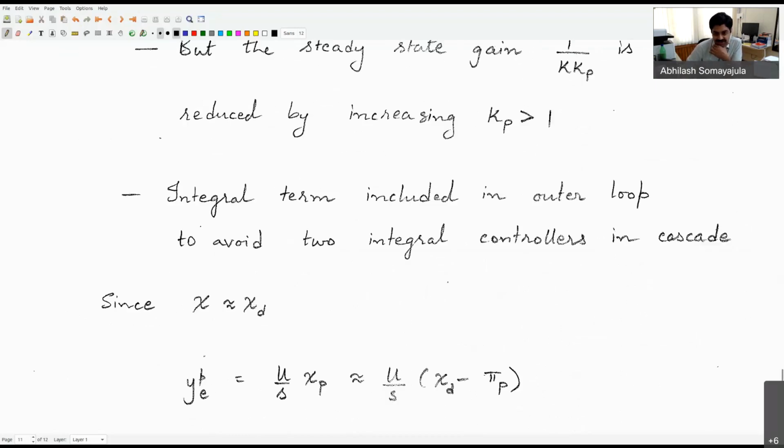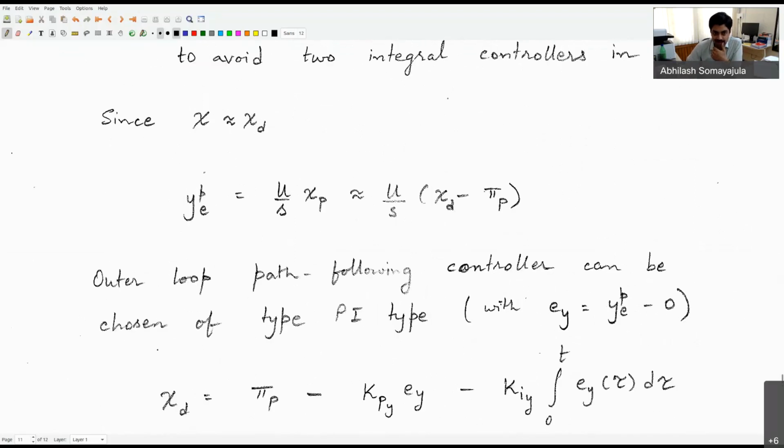And we will now try to understand what is happening to the outer loop dynamics, which is with respect to the cross-track error, and see if we can provide the integral law in there in order to compensate for these things. Okay, now our cross-track error was given as u times chi p. So if I take a Laplace transform of that, this is what I get. Correct? YPE becomes u by s times chi p. Now chi p was nothing but chi d minus pi p.